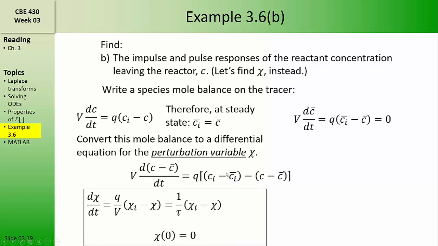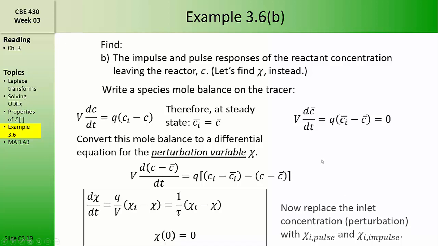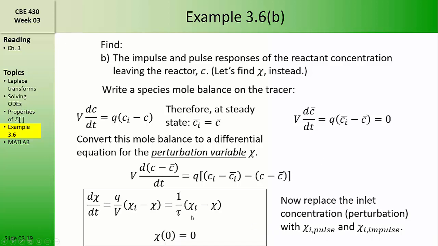Those can be identified as our perturbation variables. So the balance written in terms of perturbation variables is d chi dt equals q over v times chi i minus chi, where q over v is the reciprocal of the residence time for the tank, tau. We also need an initial condition to solve this. The initial condition of the perturbation is that chi is equal to 0. Now we replace the inlet concentration perturbation with either chi i for our pulse input or chi i for our impulse input to determine how chi should change with time.